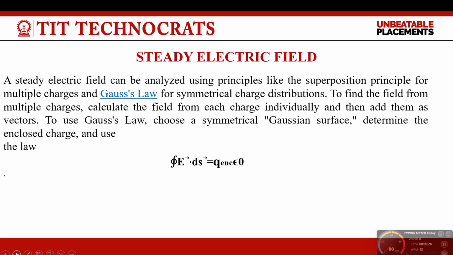The steady electric field can be analyzed using principles like the superposition principle for multiple charges and Gauss law for symmetrical charge distribution. To find the steady electric field from multiple charges, calculate the field from each charge individually and add them as vectors. To use Gauss law, choose a symmetrical Gaussian surface and determine the enclosed charge. So we use this expression: integration of E dot dS equals Q enclosed over epsilon naught.